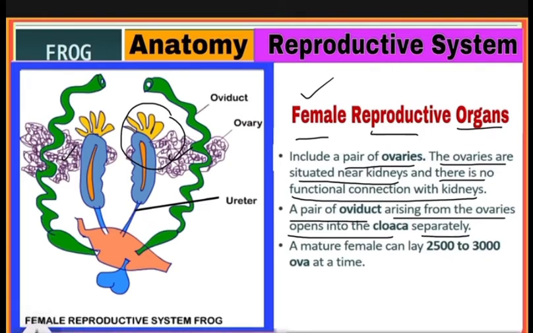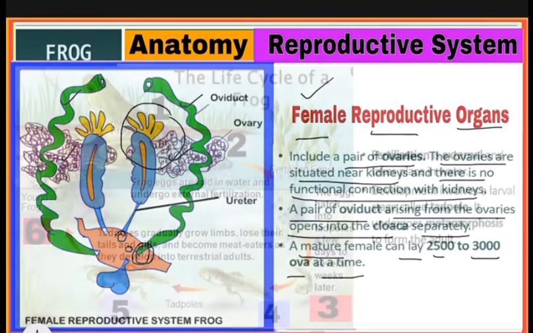See the diagram. These are oviducts. They open into cloaca separately. This is the opening of ureter. This is the opening of oviduct, and both are opening into cloaca separately. Then a mature female can lay up to 2500 to 3000 ova at a time.